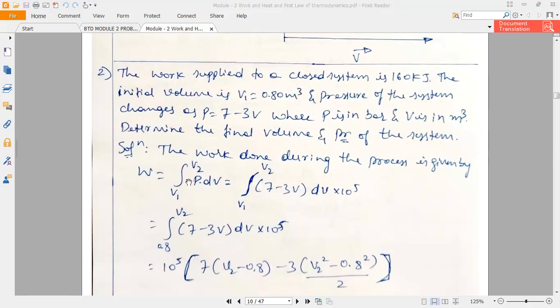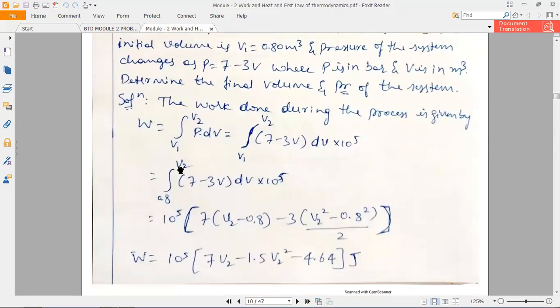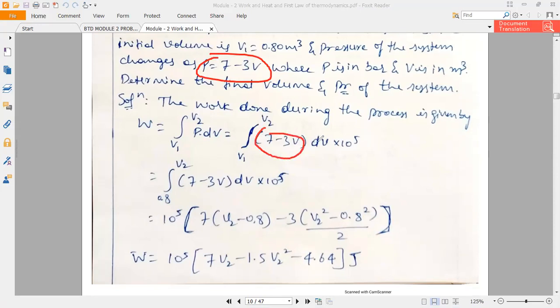Next, we know that according to the PdV work or displacement work, W is equal to the integration from V1 to V2 of P dV. What is P? P is given in the problem. In place of P, I can write (7 minus 3V) dV into 10 to the power of 5. Don't forget this one. This is very, very important. If you forget this one, you won't get the answer.